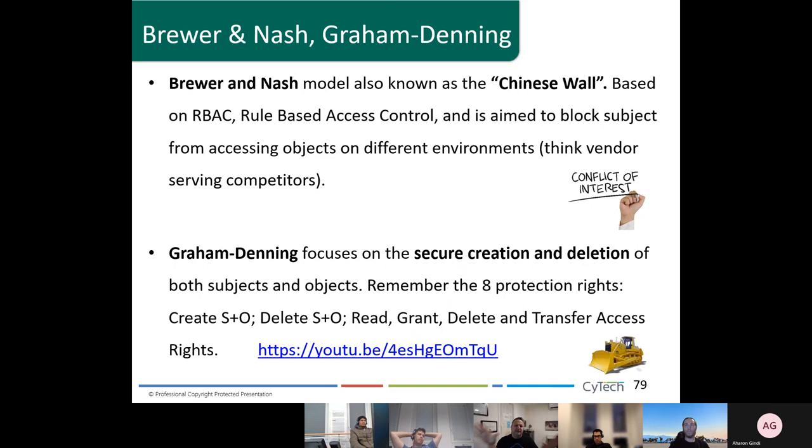They cannot replace teams unless they go through screening and the whole process of clearing whatever they know, whatever they think they know about each party. They need to go through a period of time that will make them eligible to work for the other one and not for that one. So this is Brewer-Nash, and the Chinese wall is based on the RBAC. RBAC is rule-based or role-based access control. So based on your role, whether you're finance or HR or senior management or IT or security, that's your role. That's what you need to do for the business, or the rule.